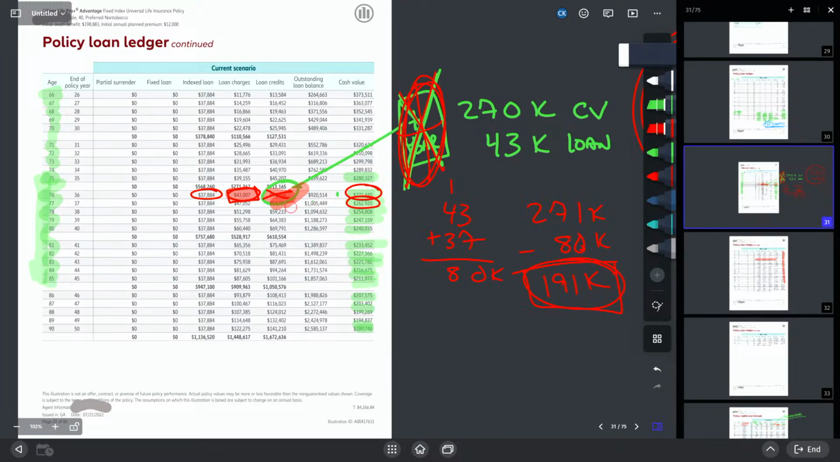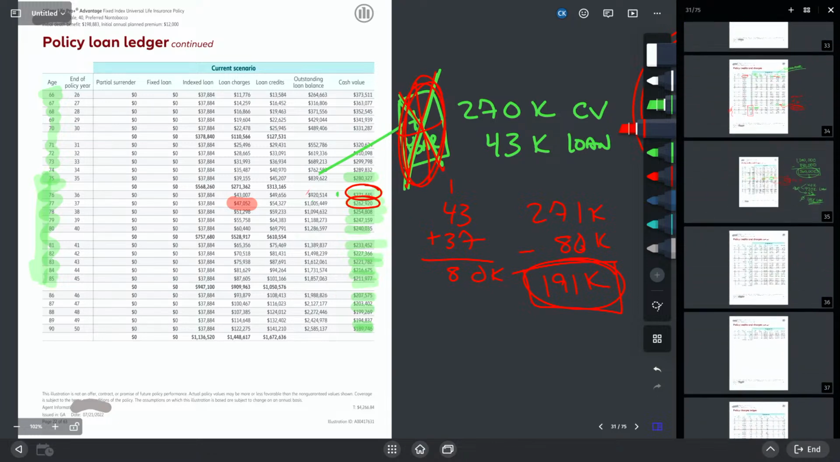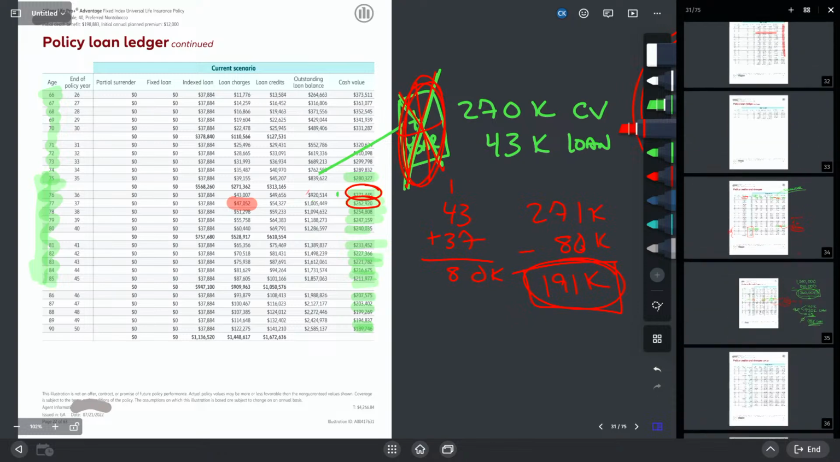So I'm going to erase these so I can kind of start and have a little clean slate to look at age 77. But the expenses would be higher than these because the costs would have compounded. The net amount at risk would have gone up because now what's going to happen, you got 191K. So let's go over to the next policy, because remember, the net amount at risk is the death benefit minus the cash value.